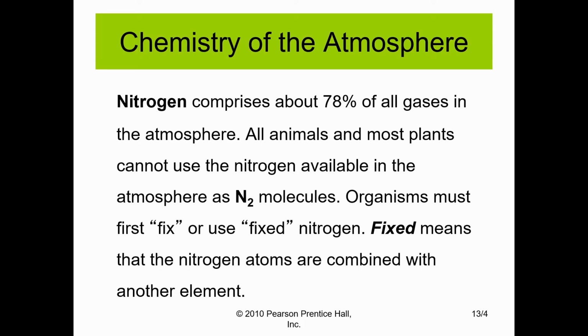Nitrogen gas is the most abundant gas in the atmosphere. Nitrogen gas has the formula N2. This gas is relatively inert, and it can't react to form new molecules very easily. In order for organisms to use nitrogen, the nitrogen first must be fixed, or combined with other types of atoms to form new compounds. There are a variety of different ways that nitrogen can be fixed, and we will learn about them throughout this chapter.